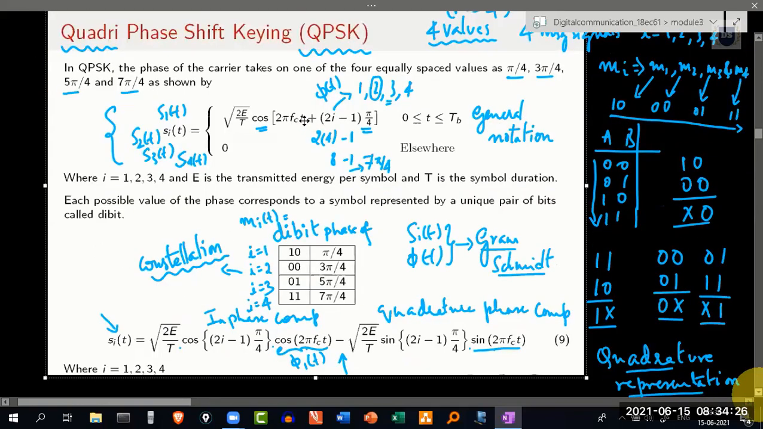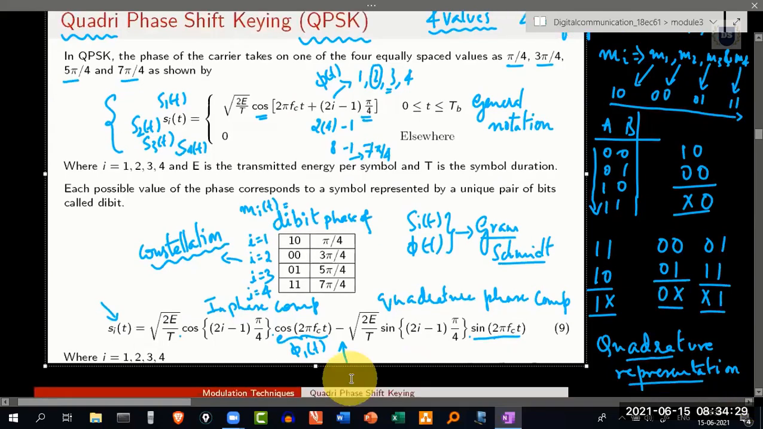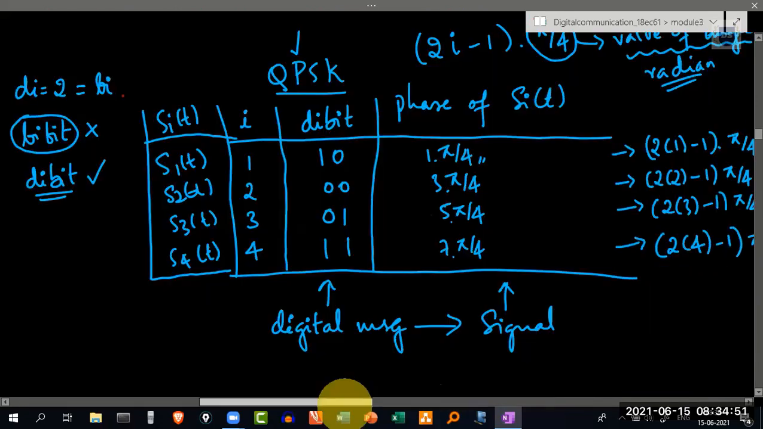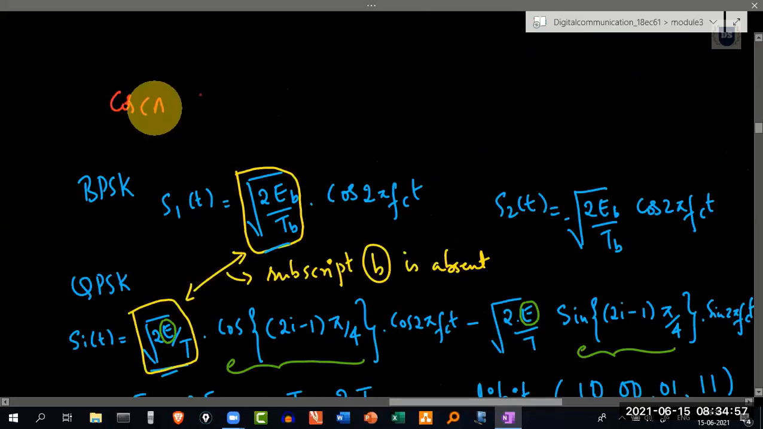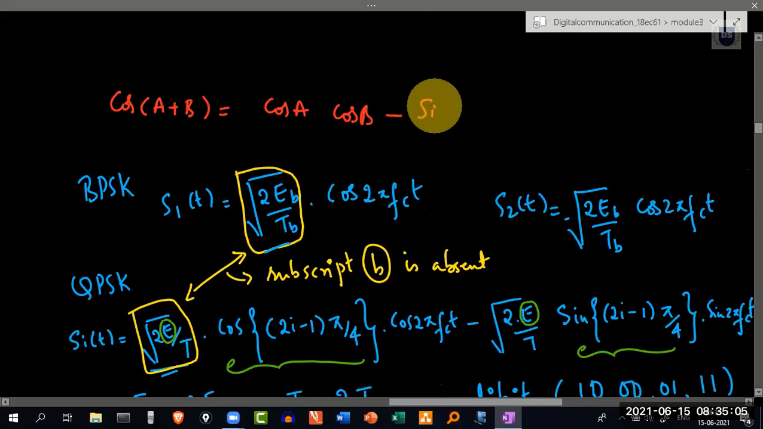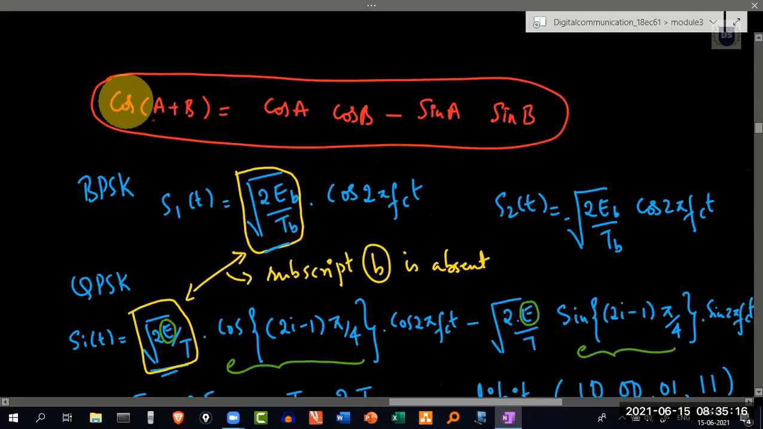So now from this equation, we'll try to elaborate on this, because this equation down here is in a form where we already know that cos of a plus b is equal to cos a cos b minus sin a sin b. So we all know this trigonometric equation. Let's make use of this trigonometric equation back over here.